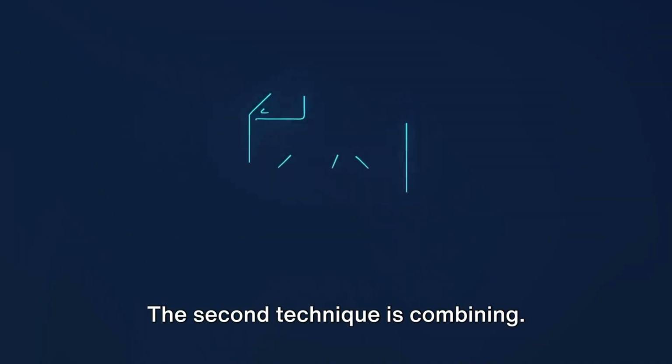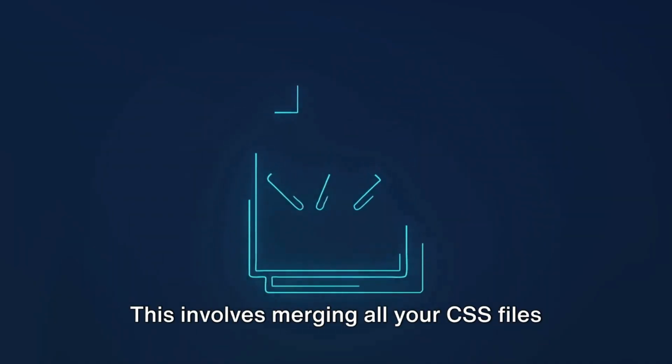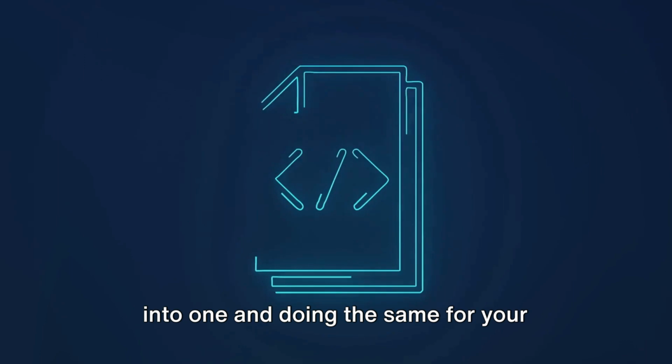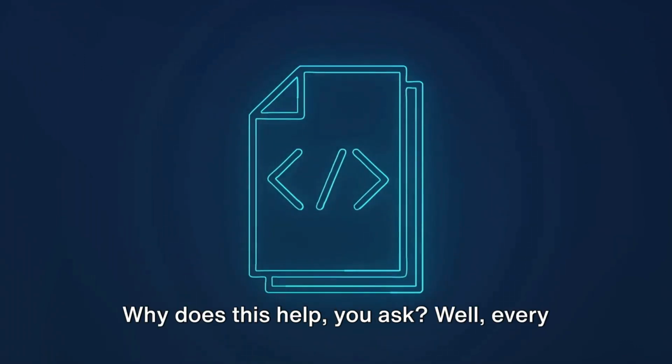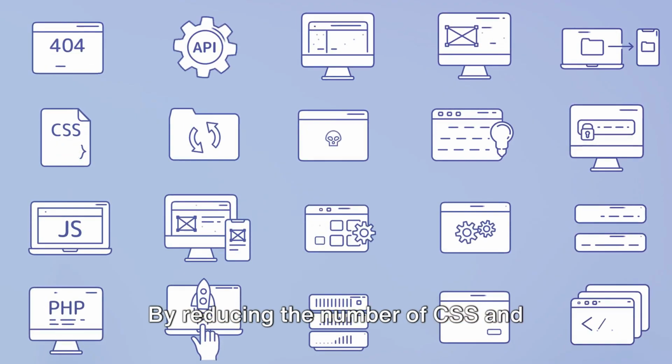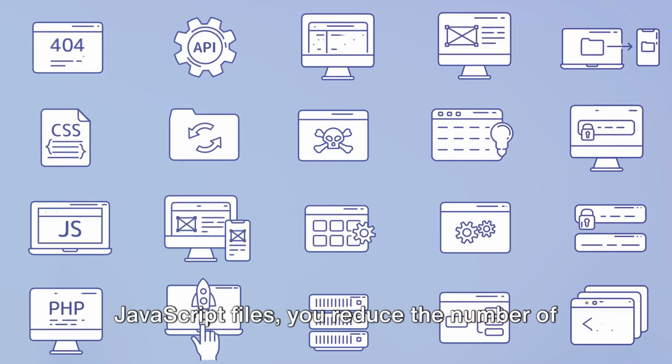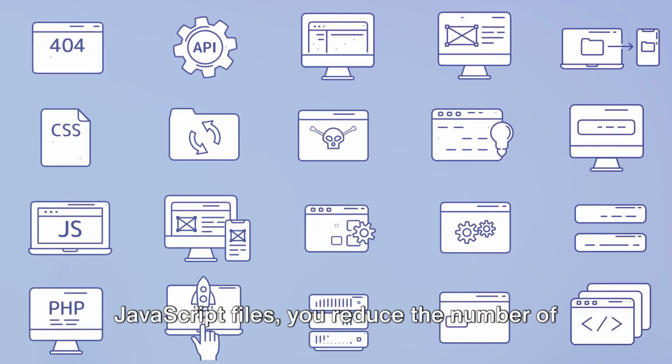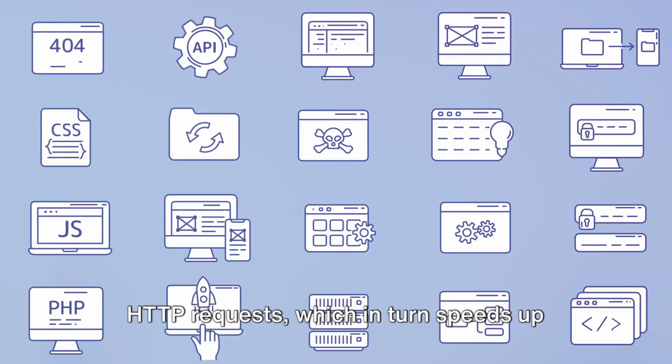The second technique is combining. This involves merging all your CSS files into one and doing the same for your JavaScript files. Why does this help, you ask? Well, every file your website loads requires a separate HTTP request. By reducing the number of CSS and JavaScript files, you reduce the number of HTTP requests, which in turn speeds up your website.